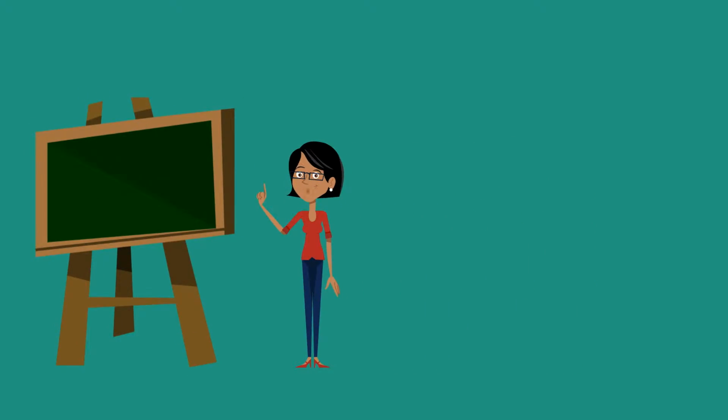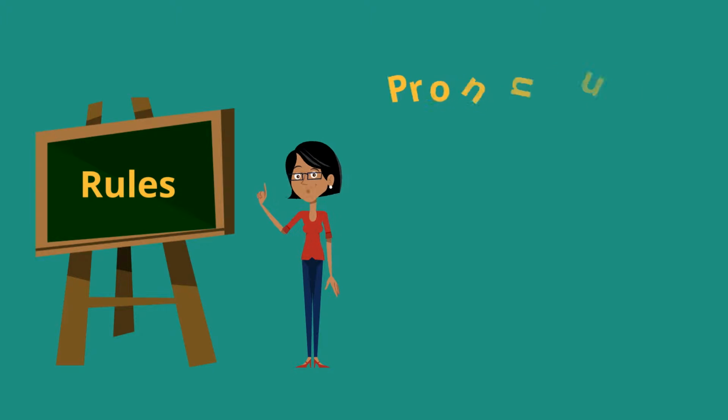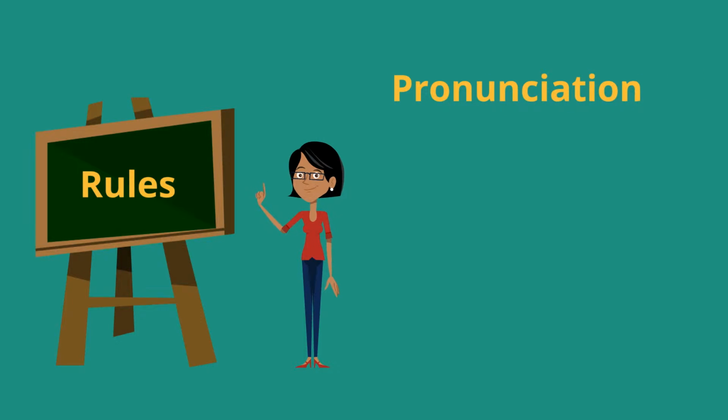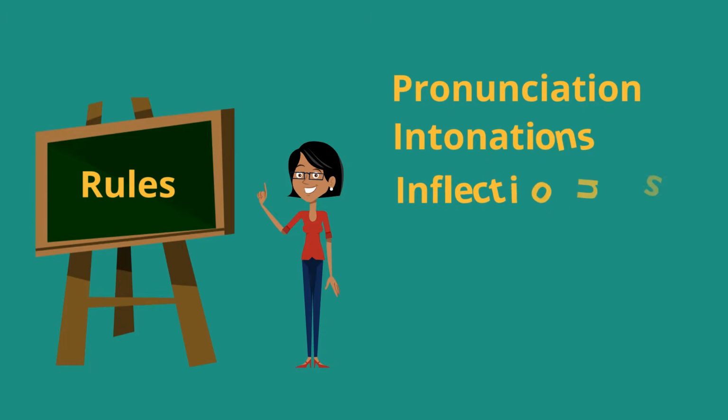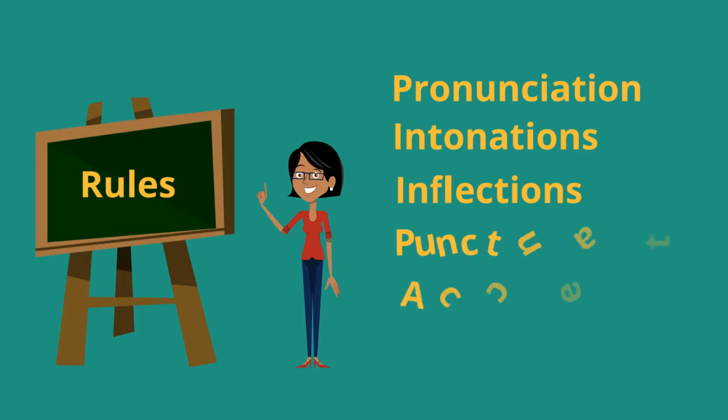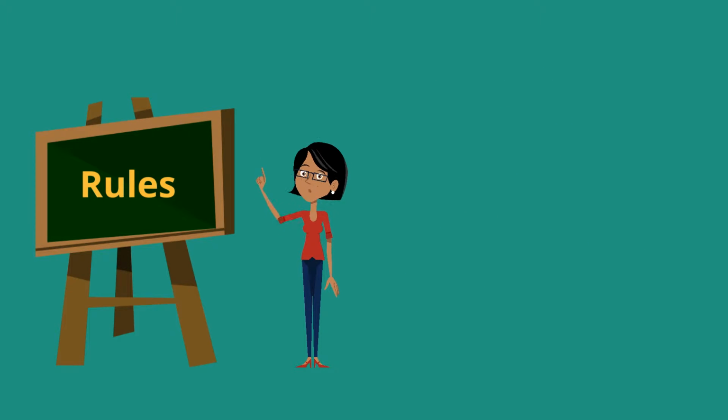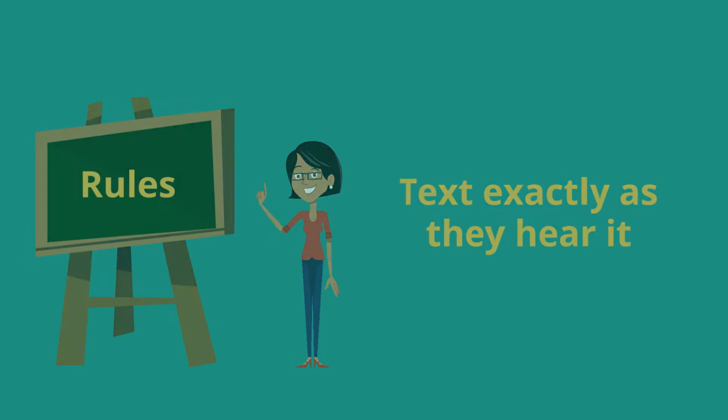There are always rules to be followed for any game to succeed. In running dictation, the readers and speakers should try to pronounce the text as close to the target language as possible, remembering to use intonations and inflections such as punctuation and accents. Likewise, students doing the writing should try to reproduce the text exactly as they hear it.